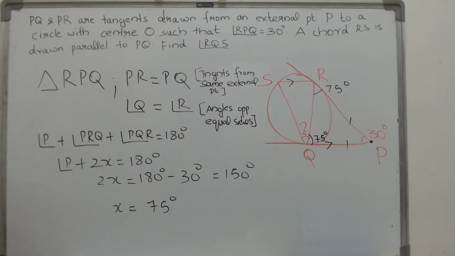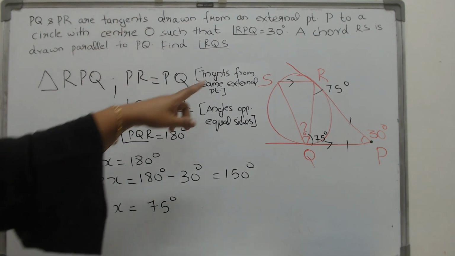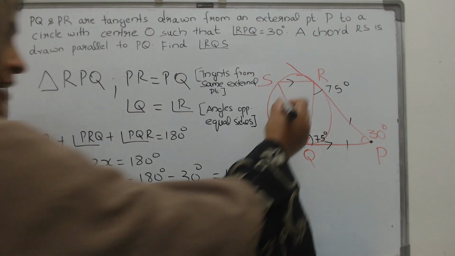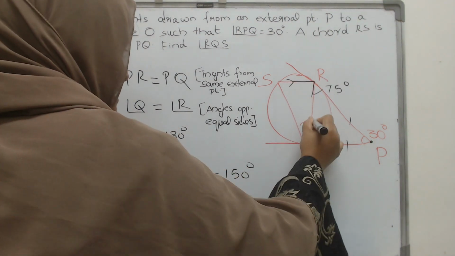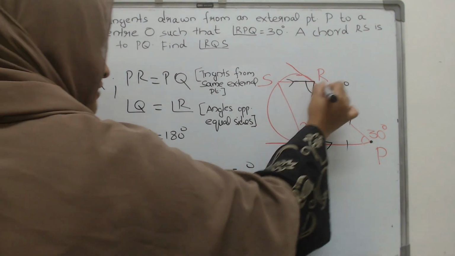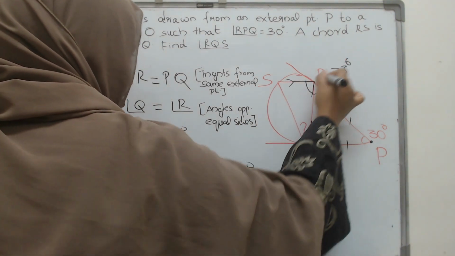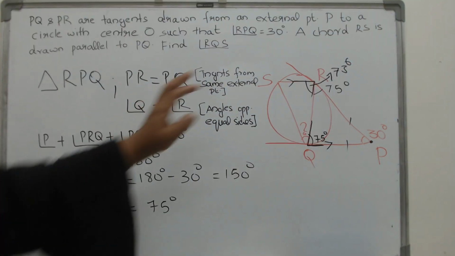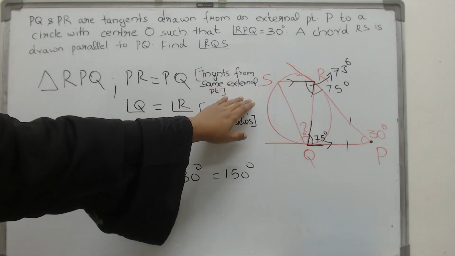And you remember what I told you? Watch out for alternate interior angles, corresponding angles, any such scenario. What do you have here? Here you have alternate interior angles, these two. So if this is 75, this angle here is also 75. Now do you understand where we are going with this?